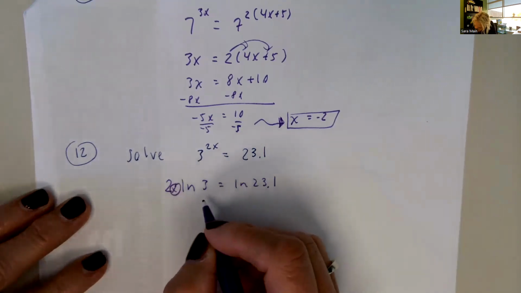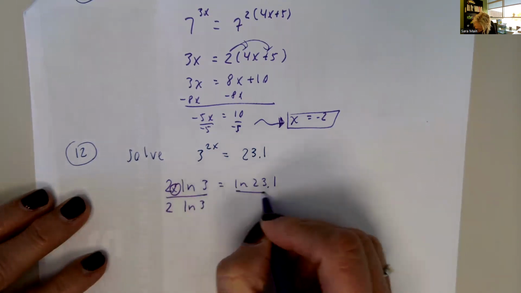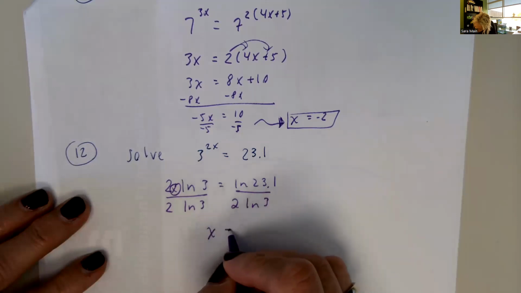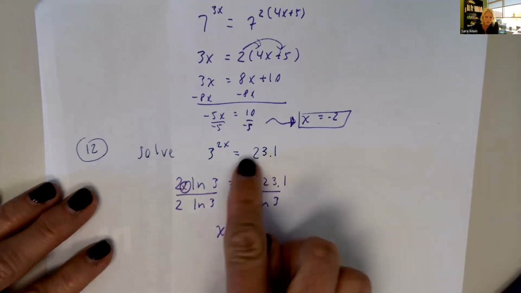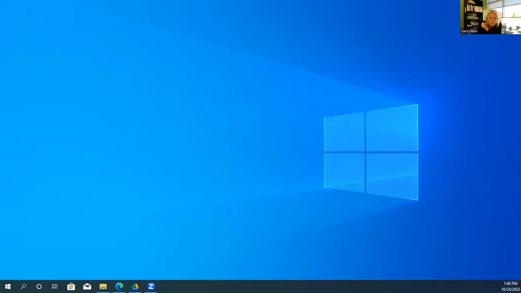So I'm trying to solve for x. That means I can divide by 2 and the natural log of 3, and divide by 2 and the natural log of 3. And so x will be equal to this on the right-hand side. And let's just go to Desmos momentarily to find that.